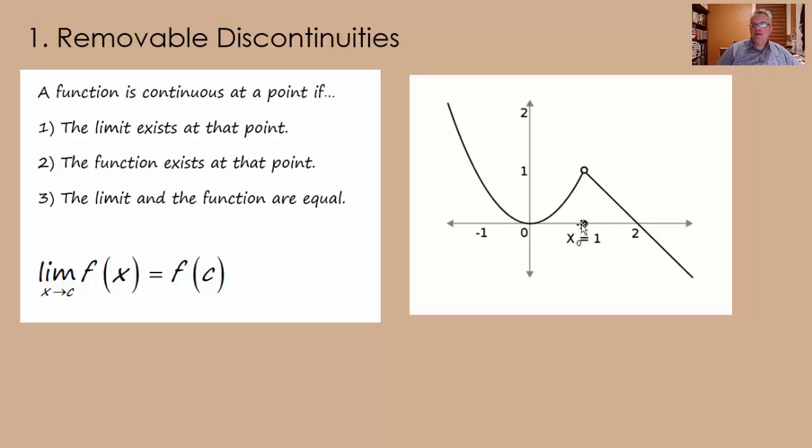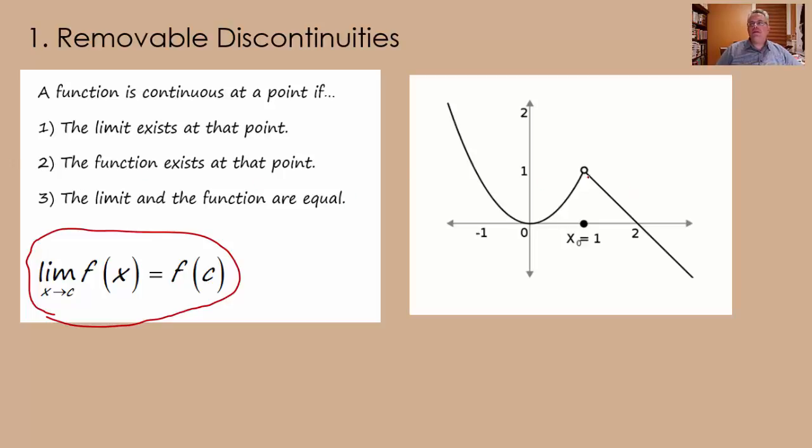So this one's great, except for x equals 1 here. But we got to get used to the mathematical definition here. So a function is continuous if three things are true. The limit exists at that point, the function exists at that point, and the limit and the function are equal to each other. That's what this statement right here is saying. So it actually says a lot. It implies that the limit exists as x approaches some number c, and it implies that the function exists there and that they're equal.